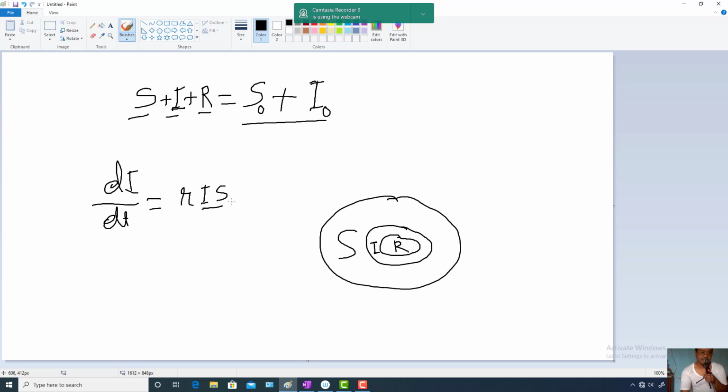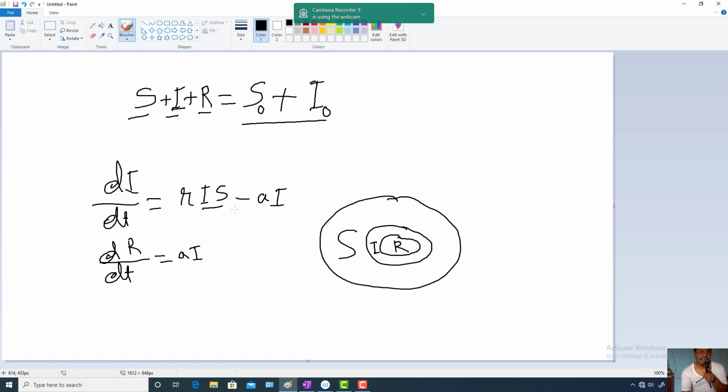But from the rate of increase of infected people, we have to subtract the rate of recovered or dead ones. This one, the rate of increase of recovered or dead people, is directly proportional to the number of infected people, with a proportionality constant a.